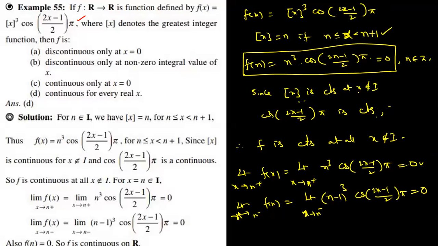So the right hand limit is 0, the left hand limit is 0, and f of n is 0. Therefore, f is continuous at any real number. That's the meaning. So that is the conclusion.